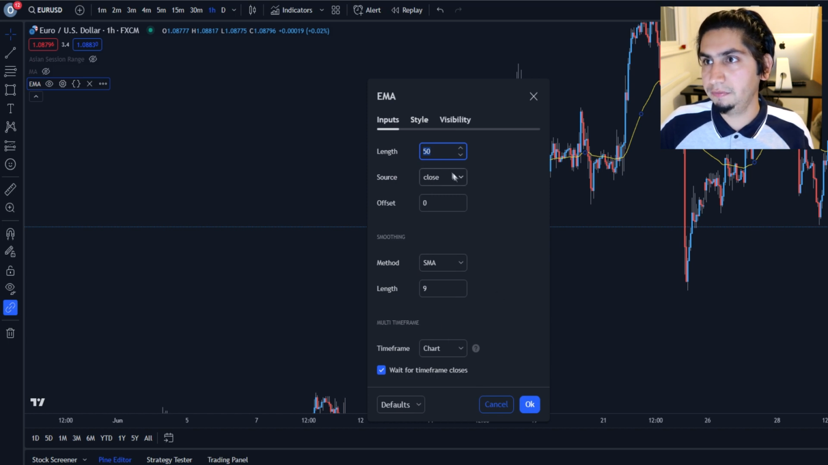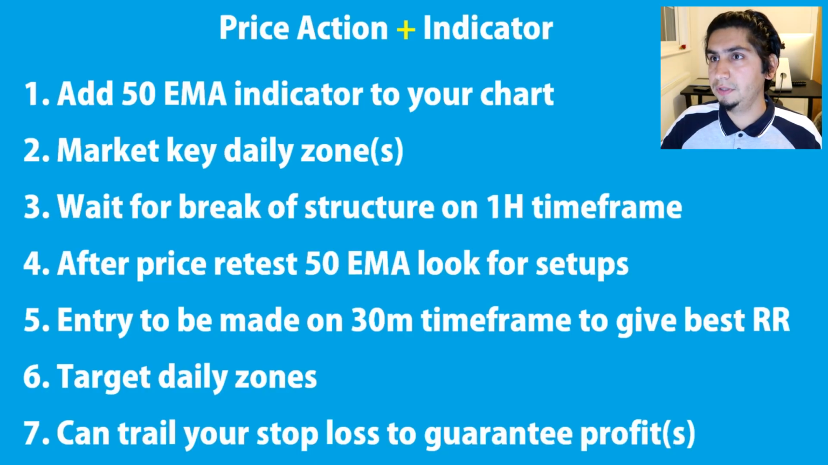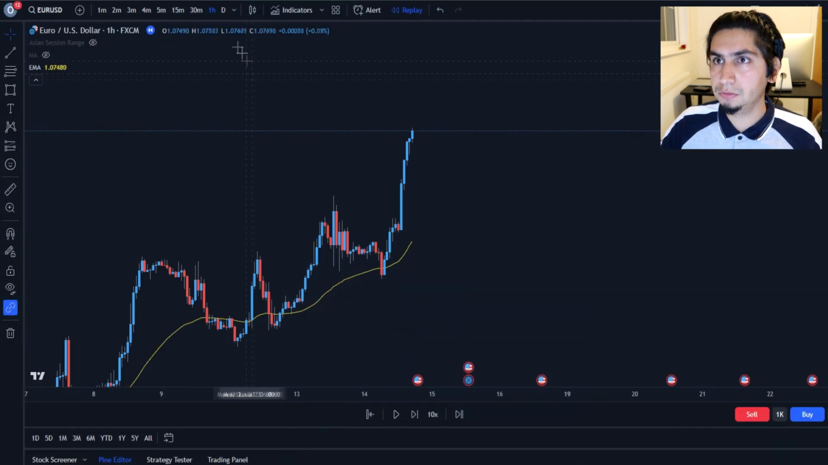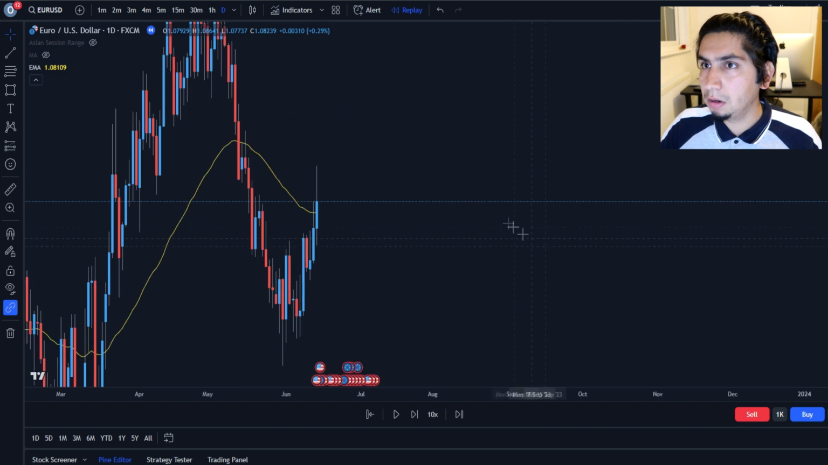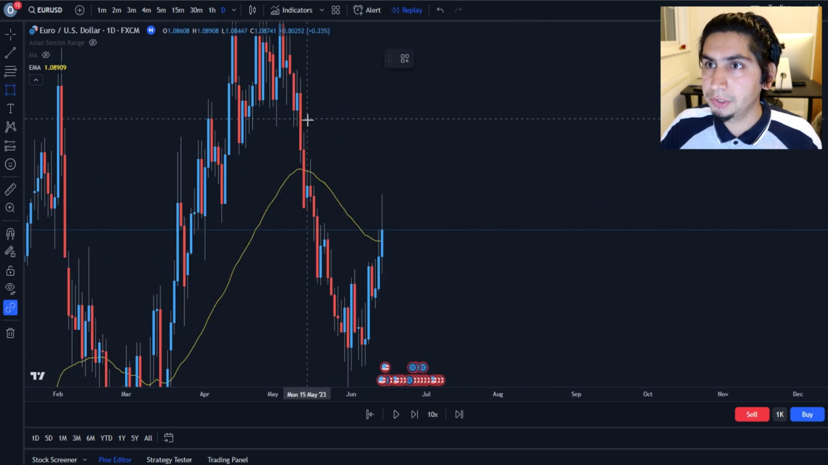Now you just leave it at default and click OK. So let's go through a good simple example, and then I'll give you a more difficult example. You need to add the 50 EMA, which we've done. You need to mark your daily zones. Okay, let's go to the daily time frame and let's mark areas where price can potentially go.